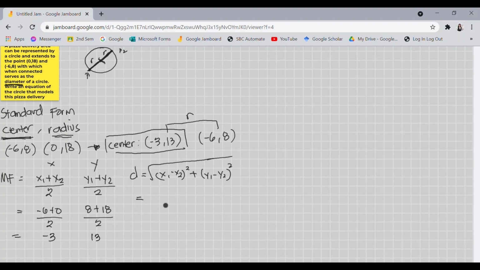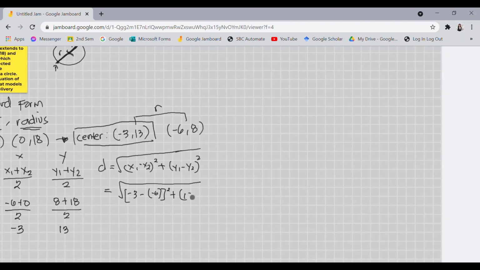Substitute x and y. So, we have x sub 1, negative 3, minus x sub 2, which is negative 6, and then quantity squared, plus y sub 1, which is 13, minus 8 quantity squared. So, we have negative 3 minus negative 6, which is the same as negative 3 plus 6. So, that is positive 3 quantity squared. And then, positive 13 minus 8 is 5. So, we have 5 squared.